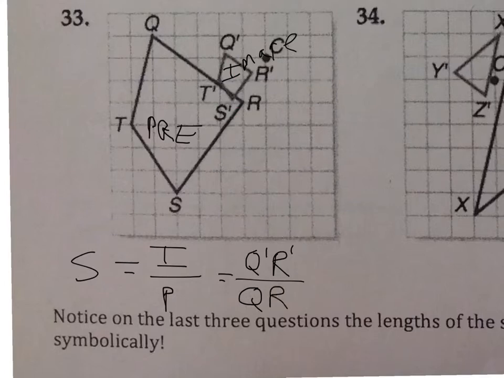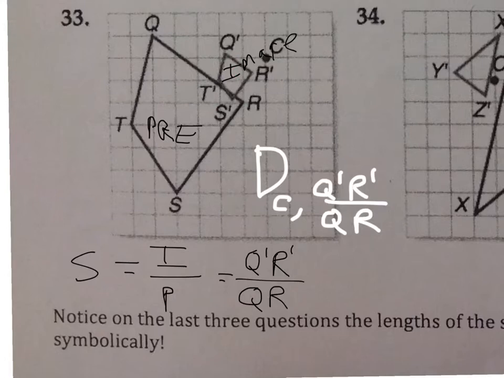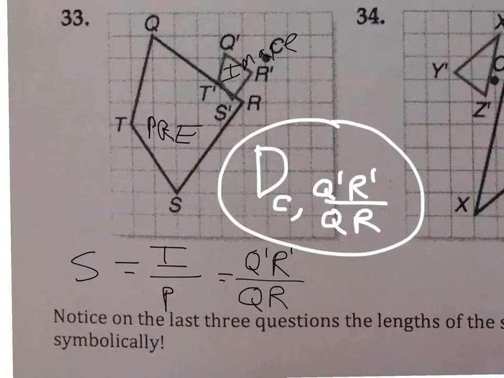If you were going to give this a title in terms of what the story is here, or what this question is all about, this one is a dilation, using the center of the dilation as point C. And how much are we dilating by? We're dilating by the length Q prime R prime over QR. Very, very different and not so easy to do when you're not given any numbers.